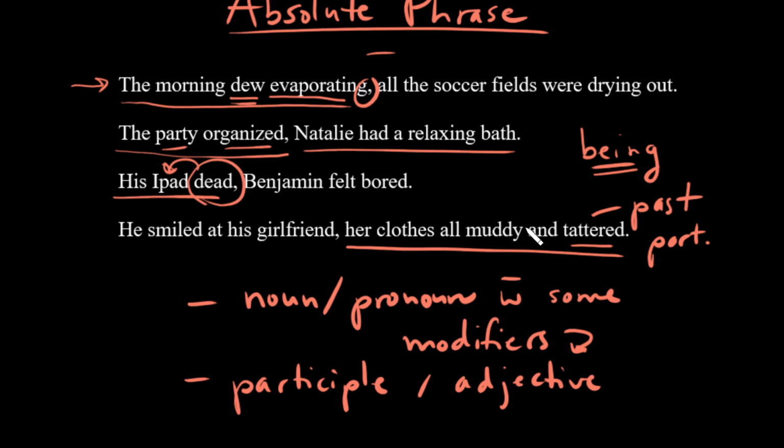Just to recap very quickly, it's a phrase that sort of sticks by itself a little bit, doesn't seem to be attached all that well. It has a noun or pronoun at the core, and then it has some modifiers, and those modifiers are usually a participle, either present or past, and an adjective. That's the absolute phrase.